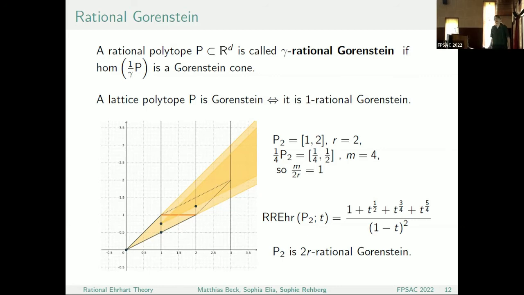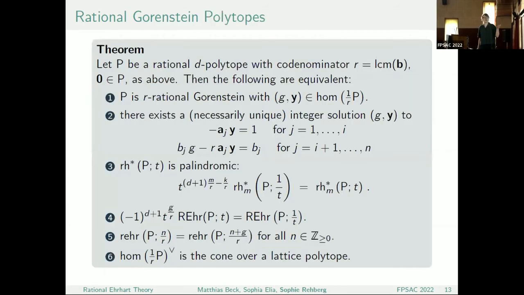So also for rational Gorenstein polytopes, we have this characterization, a bunch of equivalent statements. If we have a polytope that's r rational Gorenstein with this Gorenstein point, then this point gives us a unique integer solution to the system of equations. The RH star polynomial is palindromic. That's another way of writing it. This is a way of writing this in terms of the Ehrhart series or the counting function using reciprocity. And this last equivalence is actually well known in the literature. We just have it in the theorem because we need it in the proof.